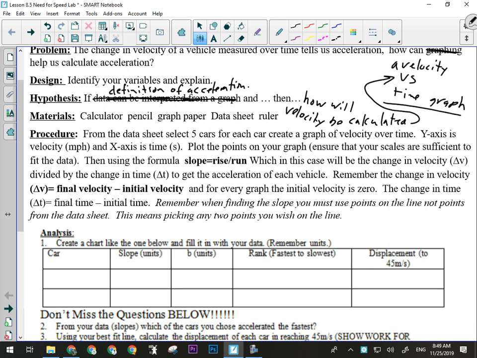Then how will velocity be calculated from a velocity versus time graph? Very, very similar to what we had for our position versus time graph lab, except now it's velocity versus time.